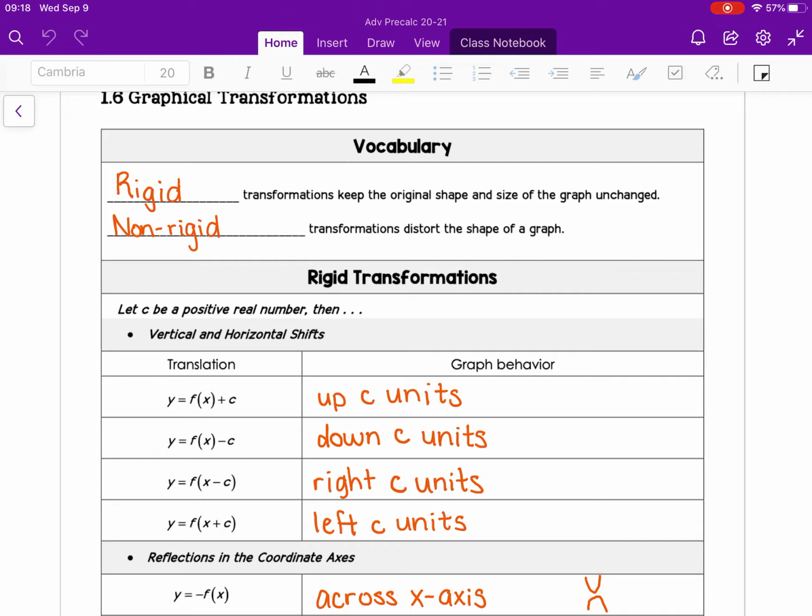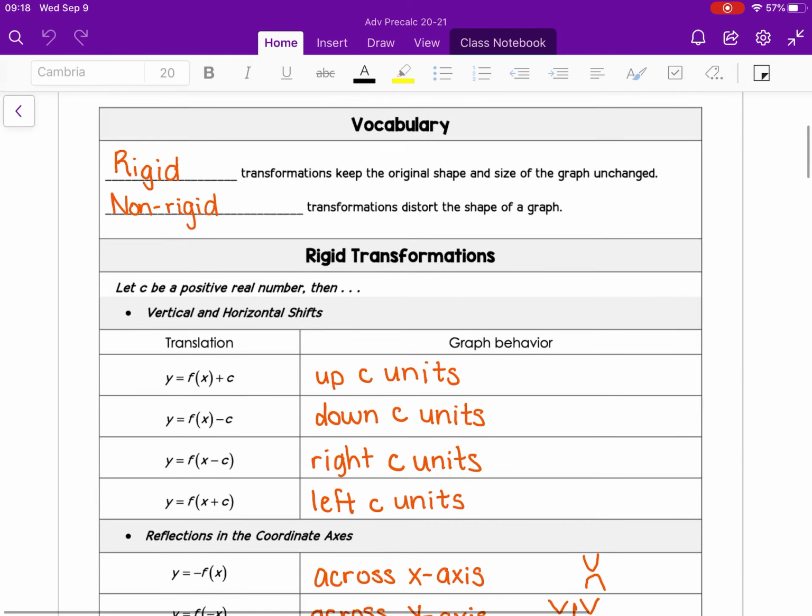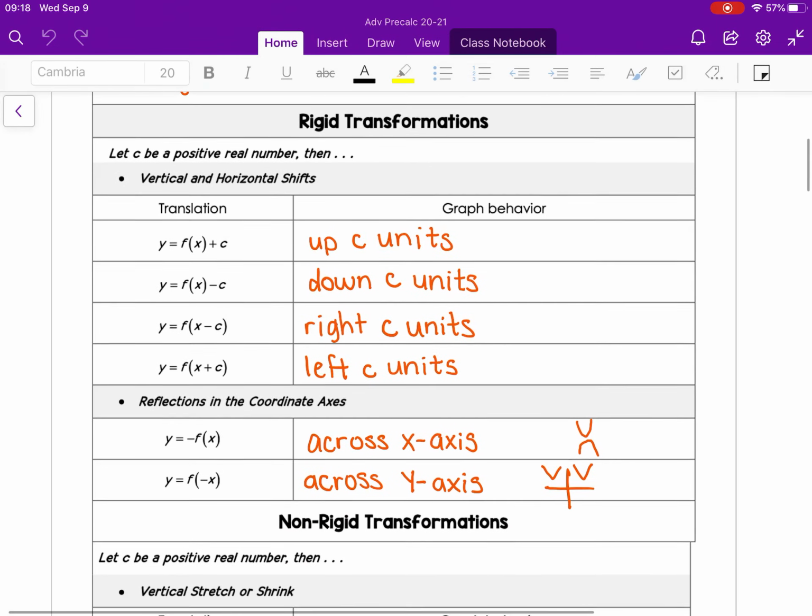We're going to talk about rigid and non-rigid transformations. That just means, think about rigid being the shape of the graph isn't moving. You're just literally picking it up and either moving it left, right, up, down, or flipping it, but not actually making the shape change at all. But non-rigid would be like when you make it skinnier or when you make it wider. We're going to call those stretch and compress or stretch and shrink. Those are non-rigid.